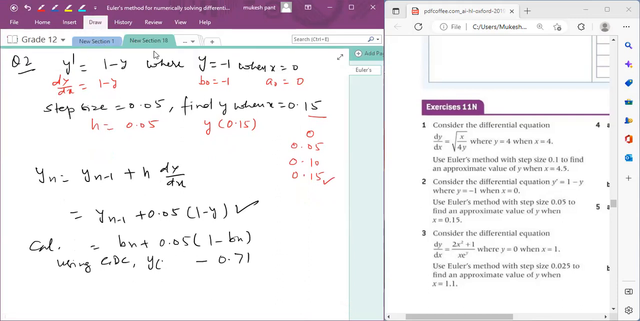Yes, it equals this much. This is the value. So when x equals 1.5, y will be negative 0.71.